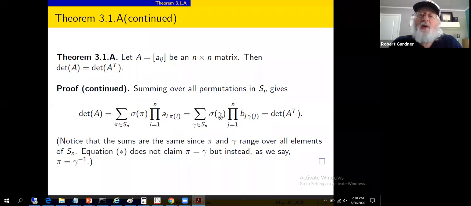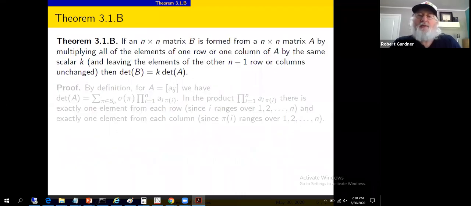Gamma. Sigma of permutation, product, instead of i we use j, but it's a dummy variable, B sub j, permutation of j. So the permutations on the right here, permutations on the right here. That's why we went through all that gamma stuff. But that's exactly the determinant of matrix B, and matrix B is A transpose. So the determinant of A equals the determinant of A transpose, and that was the claim. So transposing matrices doesn't affect determinants.